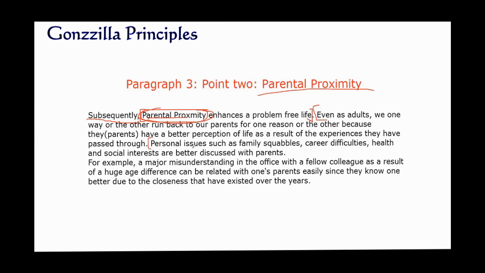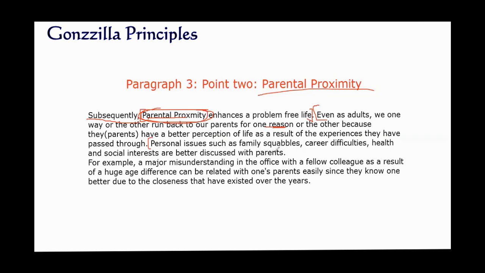Okay, so my next sentence begins here, and I said personal issues such as family squabbles, career difficulty, health and social interests are better discussed with parents. So I'm wondering now, what did I hinge on in my previous sentence there? In my previous sentence, I tried to hinge on the reason why we actually meet our parents in the first place. So I tried to say one of the reasons why we meet our parents here, in my next sentence, was because we probably might have family squabbles, career difficulties, health and social interests that are better discussed with our parents.